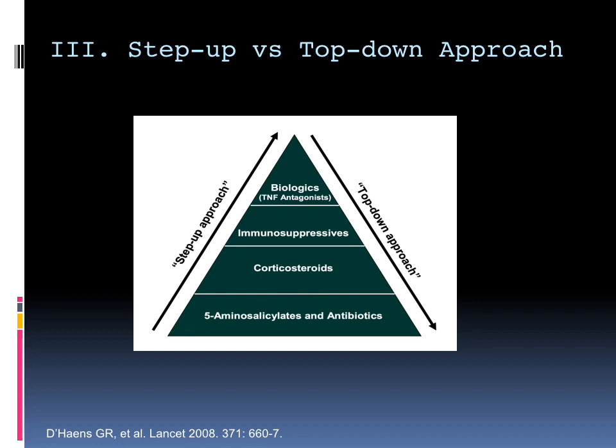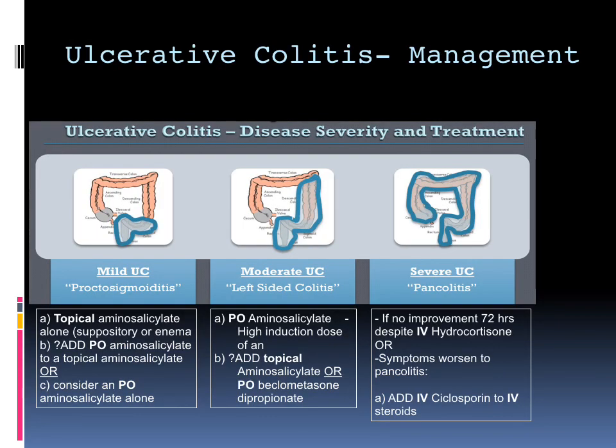Of course, with mild disease, you don't need to use aggressive therapy. So with mild disease, usually a topical therapy will work, as we mentioned in proctitis or distal colitis. Why do you need to use more aggressive therapies if you can do it with topical therapies?